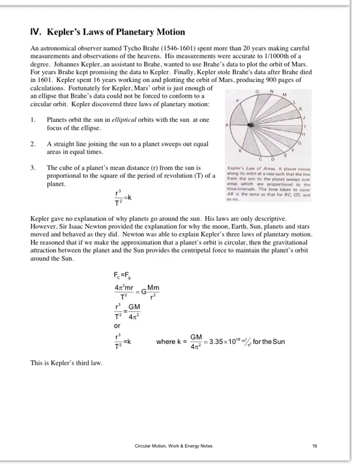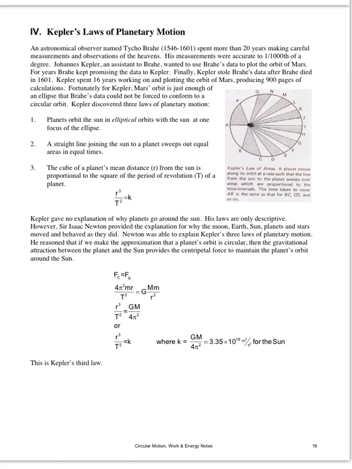All right, just a little bit more about Kepler. We've kind of seen this already. Kepler stole somebody else's data, used it to prove that Mars's orbit is an ellipse. He discovered the 3 laws of planetary motion, which we've seen before. Planets orbit the sun in elliptical orbits with the sun at one focus of the ellipse. A straight line joining the sun to a planet sweeps out equal areas in equal times.